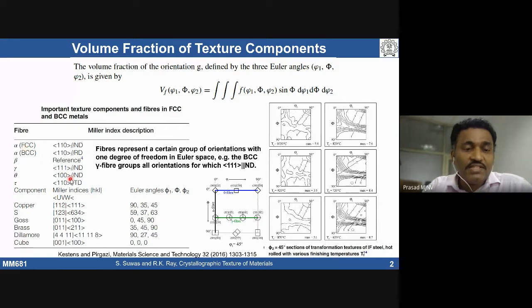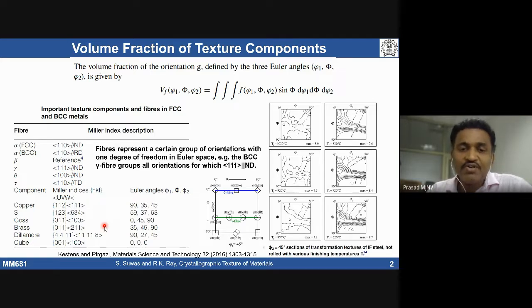Among the various texture components we see fiber textures. We also see copper texture, brass texture, S-type texture, Goss texture, cube texture components. These are popular texture components we see during deformation and during recrystallization. Depending on the material and the amount of strain you are giving, some texture components are going to evolve. So various factors can dictate the texture evolution in a material.